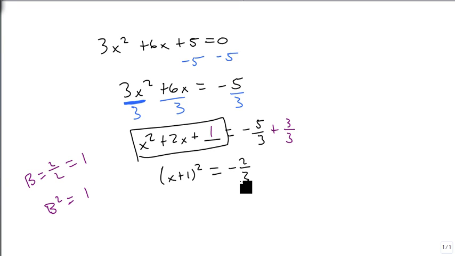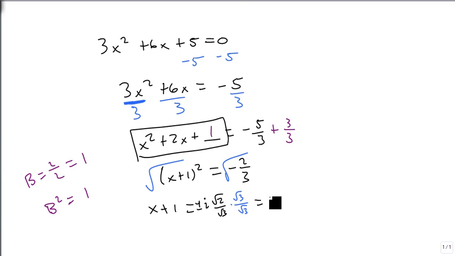Equals minus 2/3. Now when I take the square root of both sides, notice that this time around we get x plus 1 equals plus or minus root 2 over root 3 times i, which we don't like. We need to rationalize it by multiplying by root 3 over root 3. So this is really plus or minus root 6 i over 3. That's a 6, not a b.